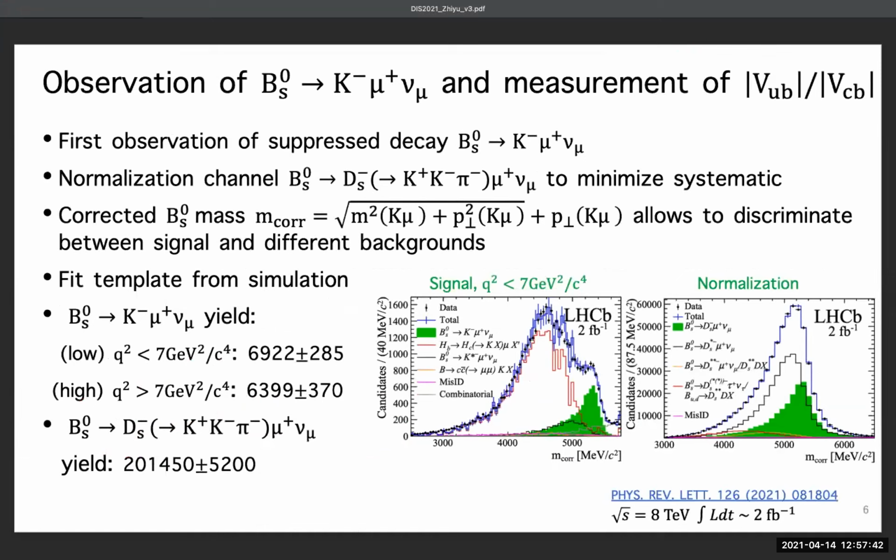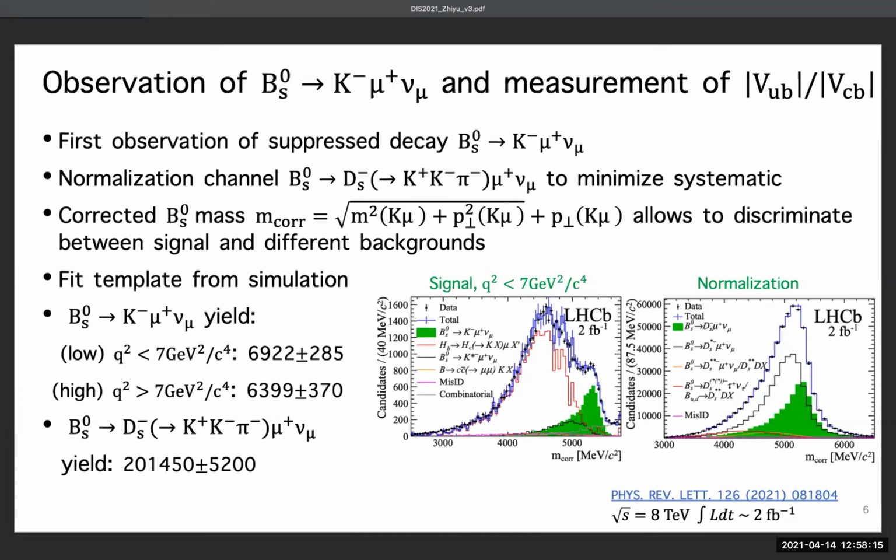Then a new semi-leptonic decay mode from B_s was discovered. We take the normalization channel B_s to D_s- mu nu to reduce systematics. The corrected B_s mass allows us to discriminate between signal and background, where the transverse momentum is the momentum of the K mu pair transverse to the B_s flight direction.